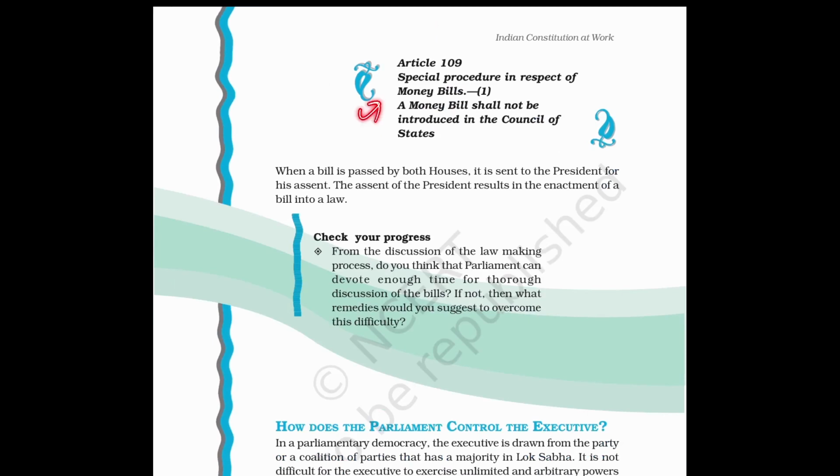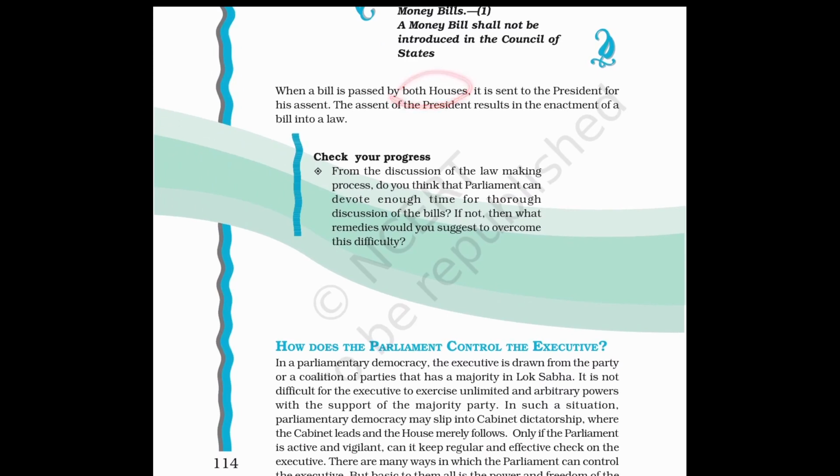यहाँ पे जैसे आर्टिकल 109 का एक स्पेशल प्रोसीजर दिया हुआ है that it cannot be introduced in the Rajya Sabha or Council of States. Please remember this point very clearly. When the bill is passed by both the houses, it will be sent to the president for assent. Assent means permission, or final granting, कि हाँ वो हाँ कह रहे हैं. When the president gives assent, only then that bill will become a law. These smaller points you need to remember.